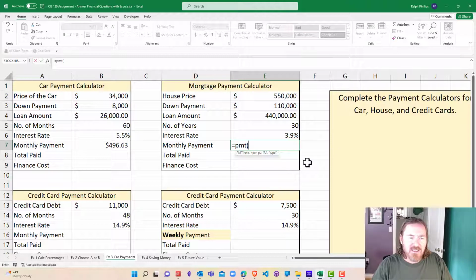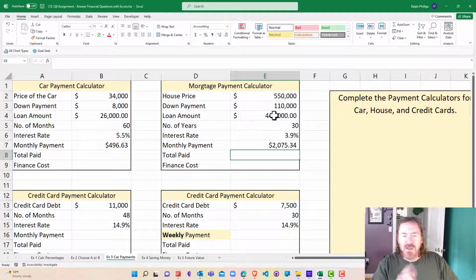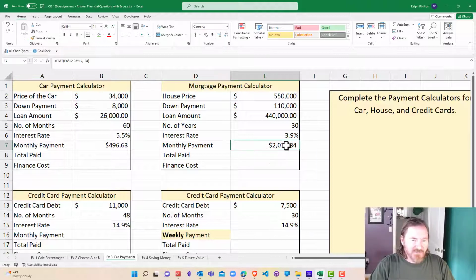I'm gonna do something very similar for my house. Equals PMT, parentheses, the rate is the annual rate divided by 12 to get to months, comma. Number of payment periods is the number of years times 12 to get to months, comma. And then the present value is going to be a minus loan amount. Closing parentheses, press enter. My monthly payment for the house is going to be a little over $2,000, $2,075.34. Okay. So now I've got the monthly payment for the car and the monthly payment for the house.